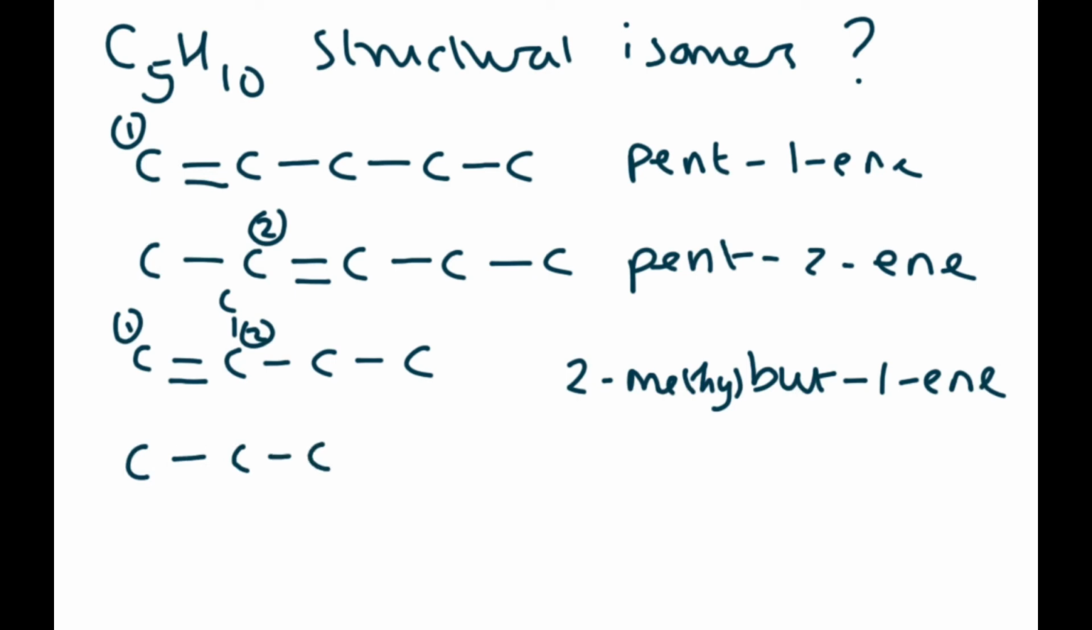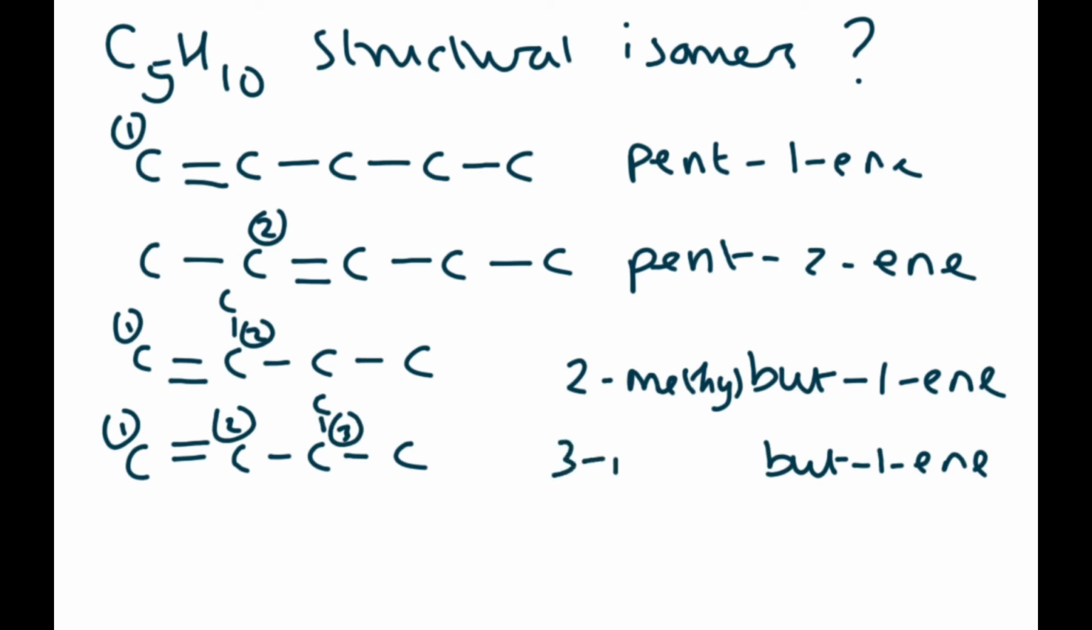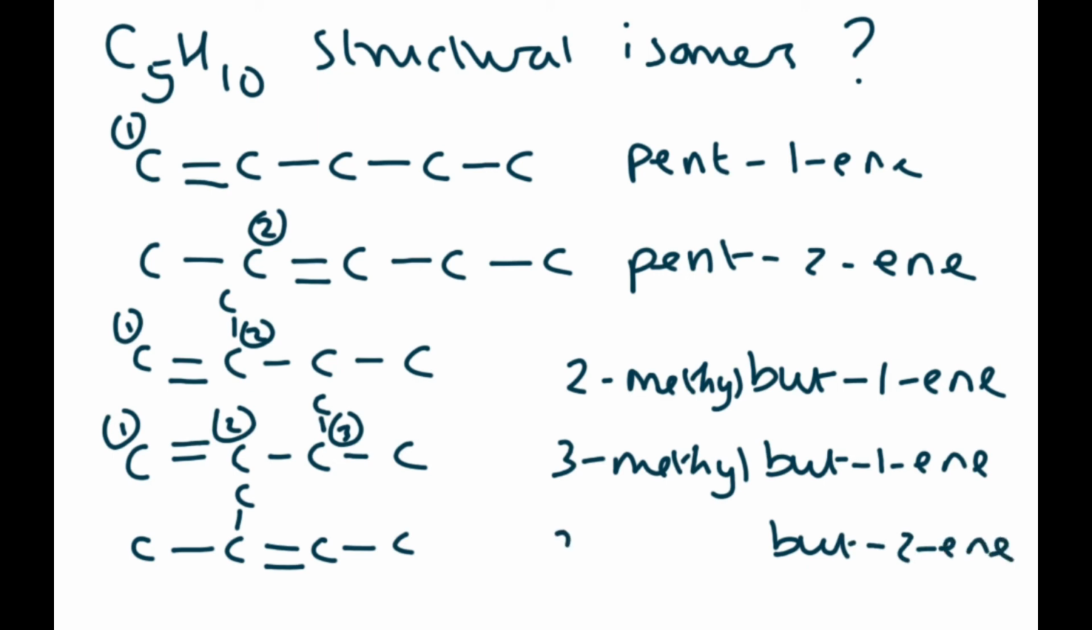Then 4 in a row. Let's keep the double bond on the first carbon and let's put the methyl on the next carbon. So again, that'll be but-1-ene, but now the methyl is on carbon 3. So we'd call it 3-methylbut-1-ene. And then finally, we've got 4 in a row. We put the double bond on carbon 2 and we put the methyl on carbon 2. So we'd have but-2-ene and we'd have 2-methyl. So there's 5 isomers of C5H10, and they have the same molecular formula, different structural formula.